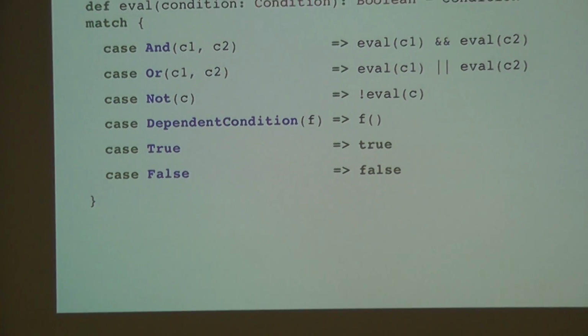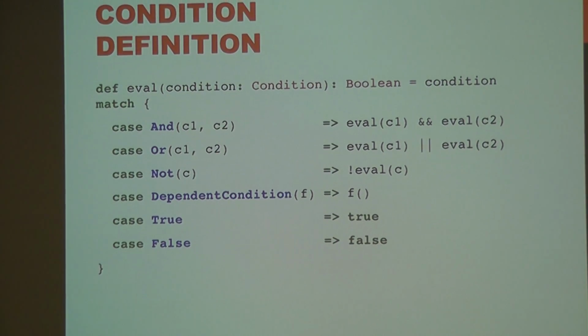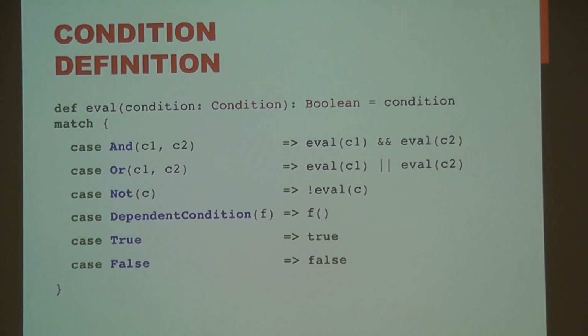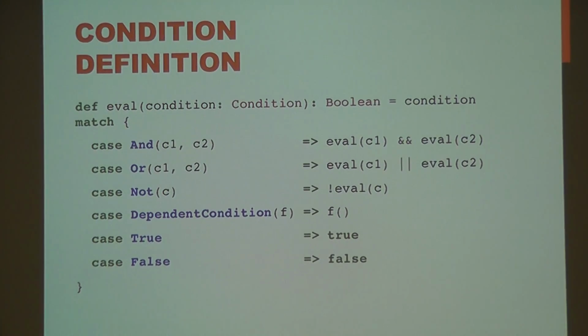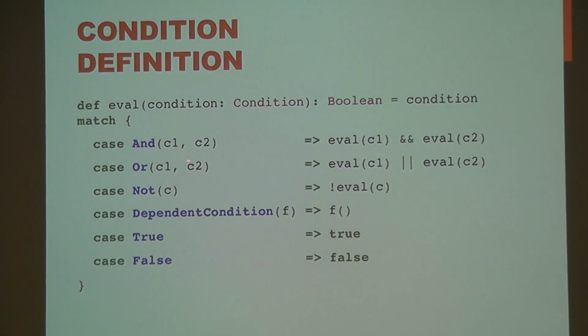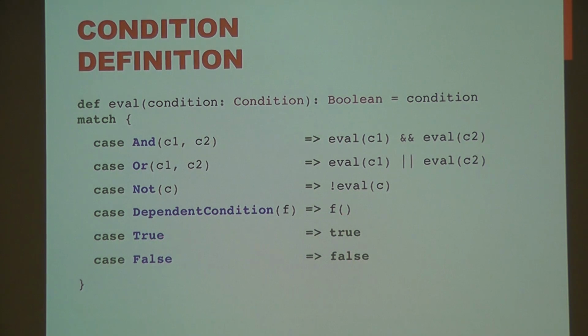To do that, we define some eval function that takes a condition in and returns a Boolean out. And the evaluation is very similar. It should be very obvious because this is not a very abstract concept. To AND two things, we evaluate them both and use Boolean AND, or not, do NOT. For the dependent condition, we just evaluate the function. And then true becomes true and false becomes false.